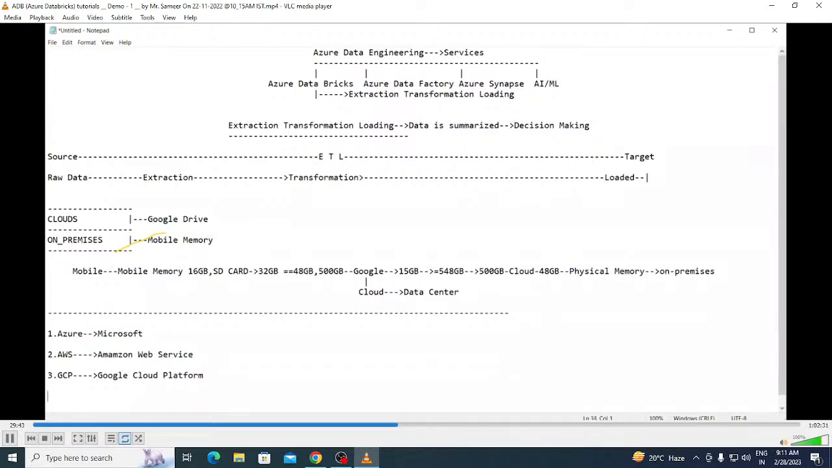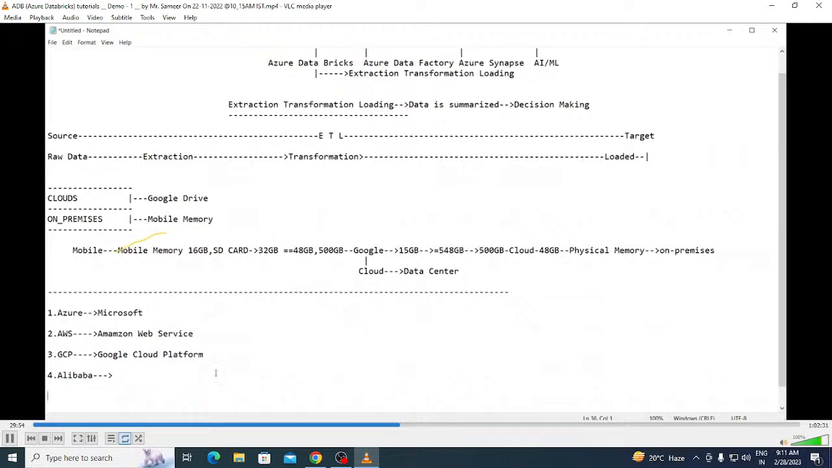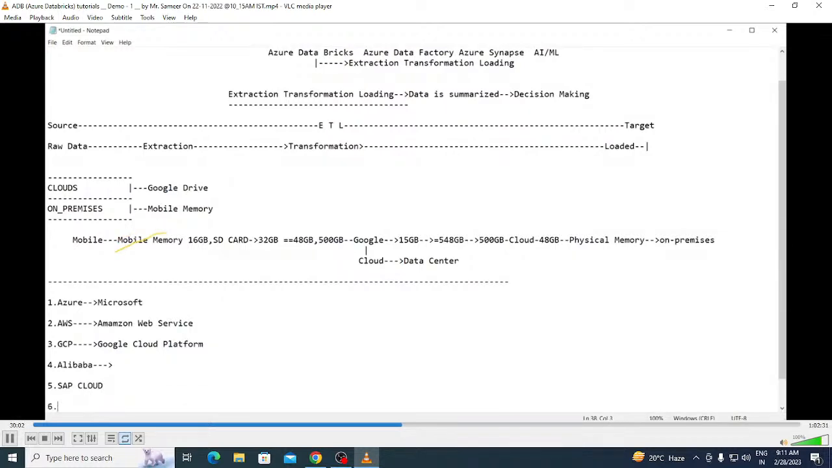Then afterwards we have Alibaba. This is a China-based cloud provider. And then we have the SAP Cloud. Likewise, you have the SAP Cloud, Oracle Cloud, etc. These are all the cloud providers, but the market leaders are the first three. And number one in providing cloud services is Azure.